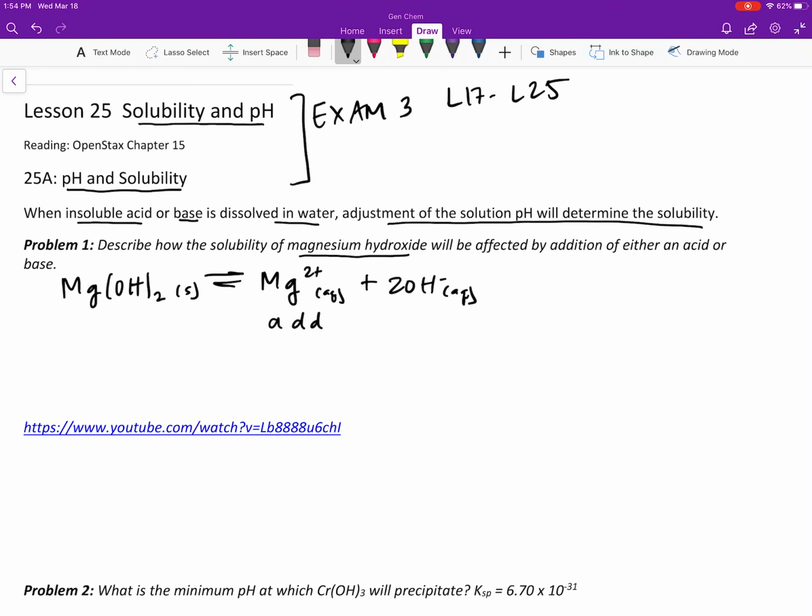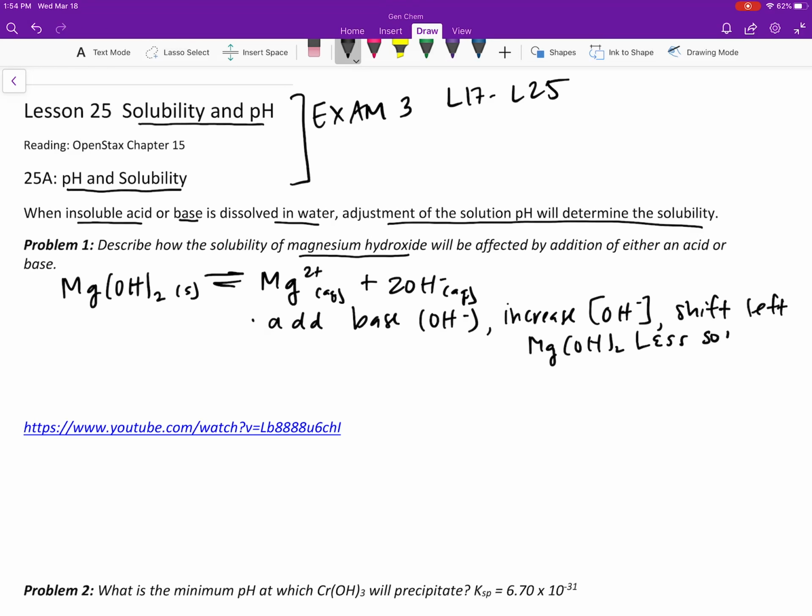Well, if I add a base, it's going to have a common ion, right? It's going to have OH in common. So this is going to increase the concentration of OH, which according to Le Chatelier's principle will shift the reaction to the left. This makes the Mg(OH)2 less soluble.